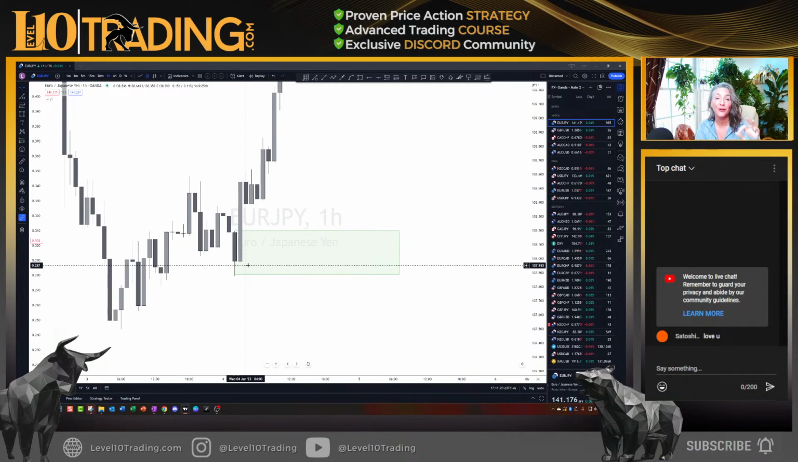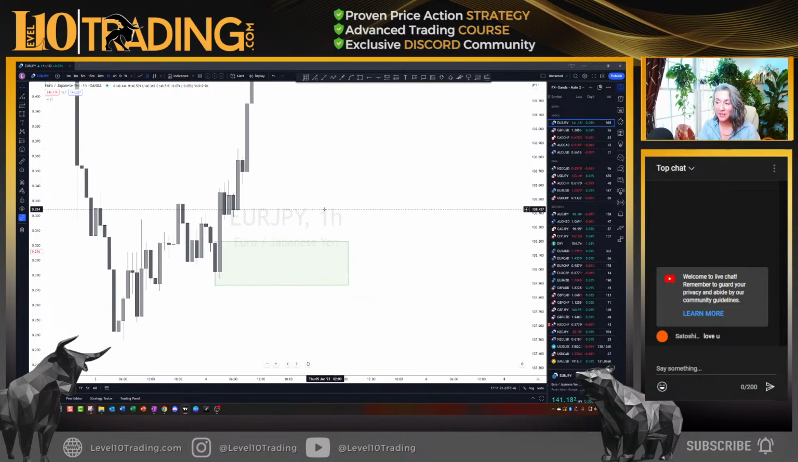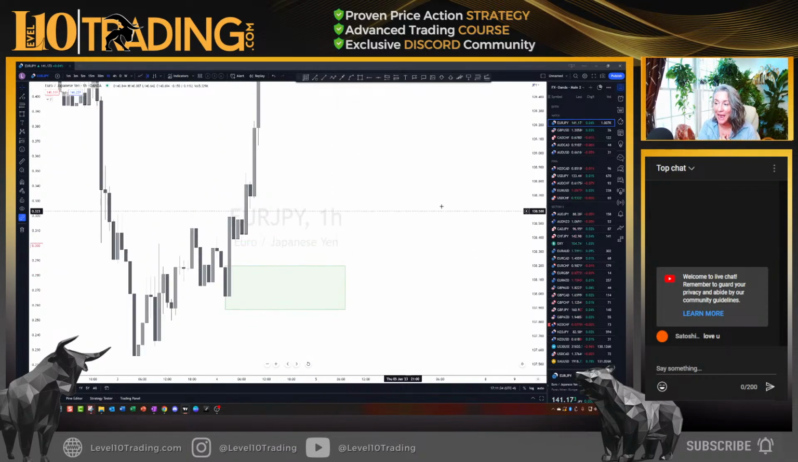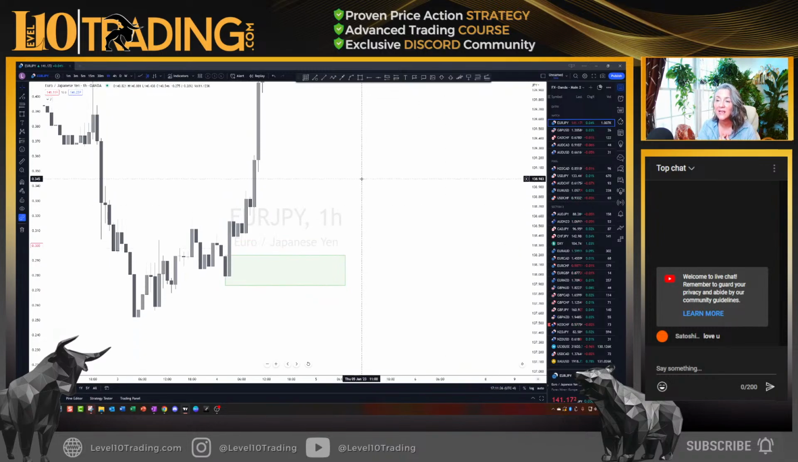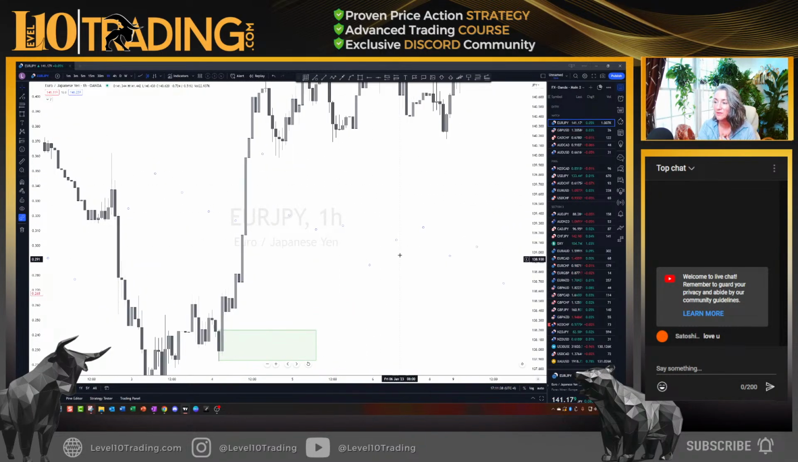I never, ever, ever just enter just because I drew a zone. And I never enter just because price comes back and touches that zone. There are many rules around the zones, but I am interested in capturing where price has reacted, where orders sit.